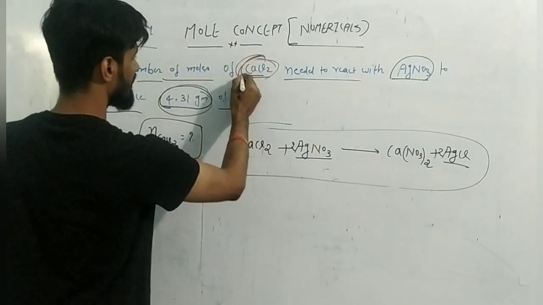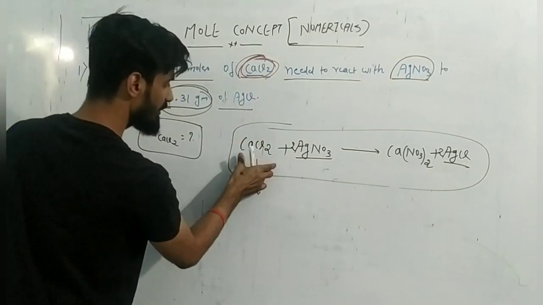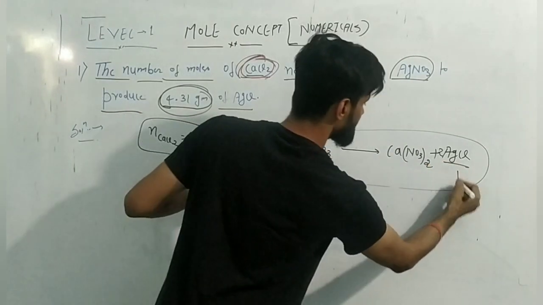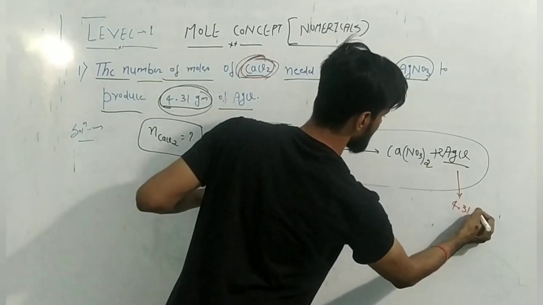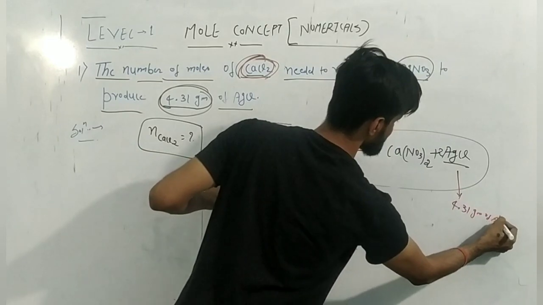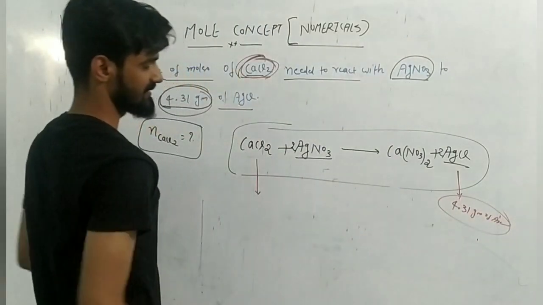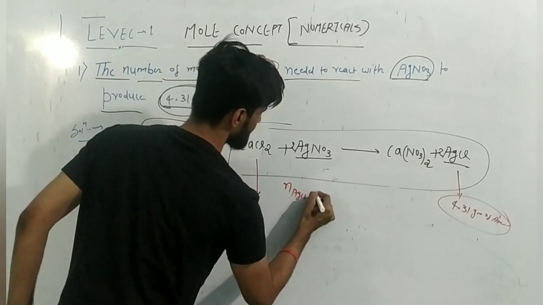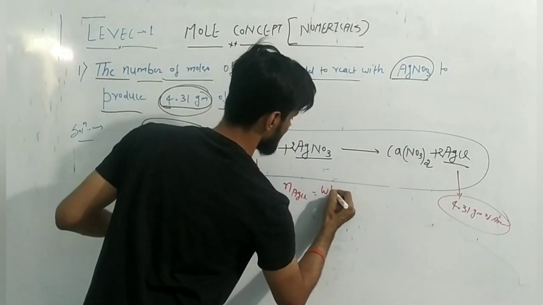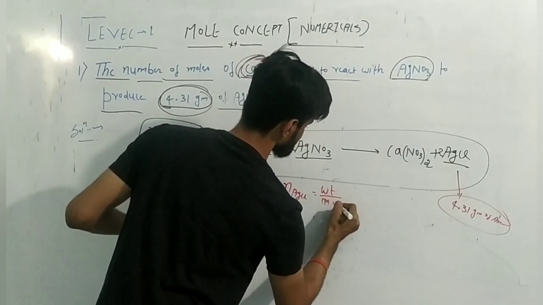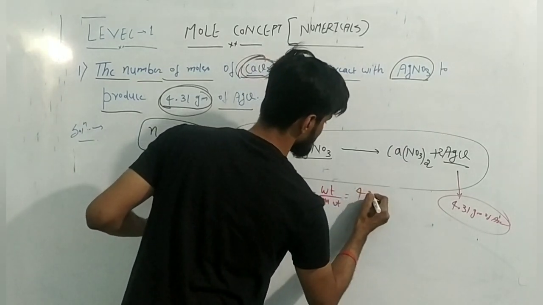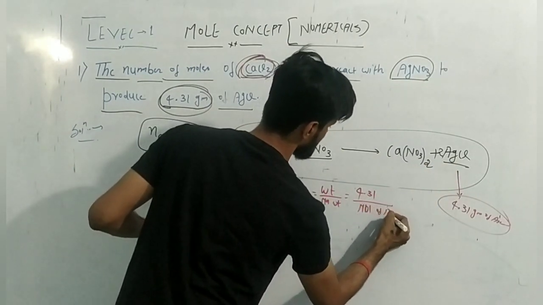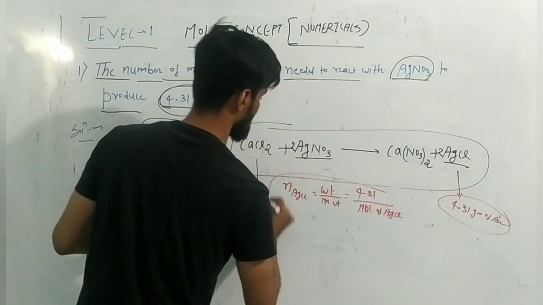The question is asking the number of moles of CaCl2, means how many moles of CaCl2 will be required to produce 4.31 gram of AgCl. This is asking. So you have to calculate the number of moles of AgCl. How will you calculate the number of moles of AgCl? Just divide weight upon molecular weight. So weight is given as 4.31 and you will calculate the molecular weight of AgCl.